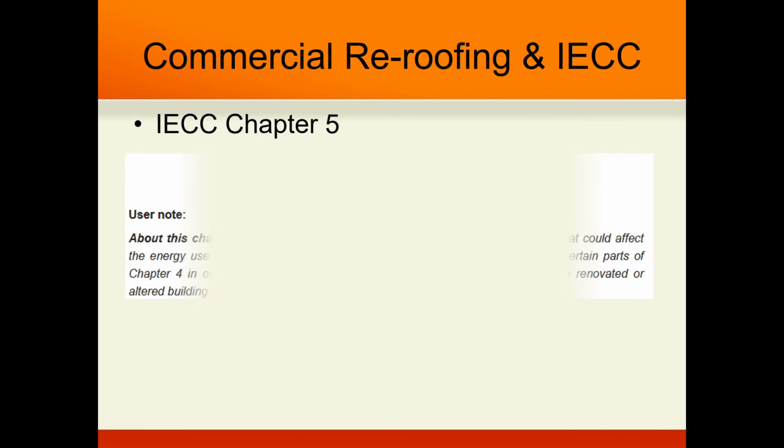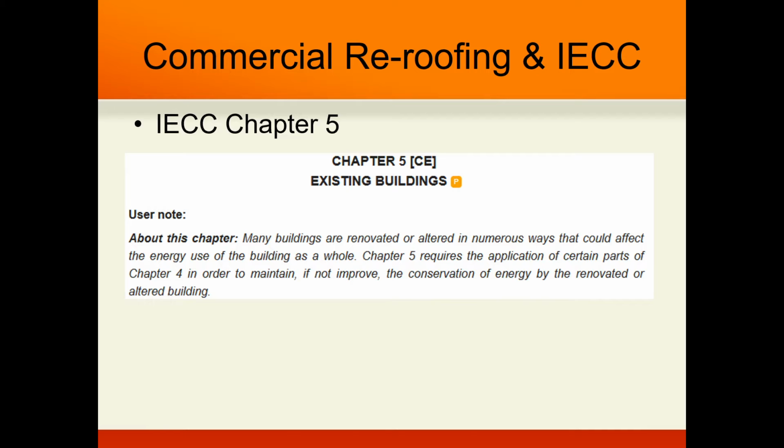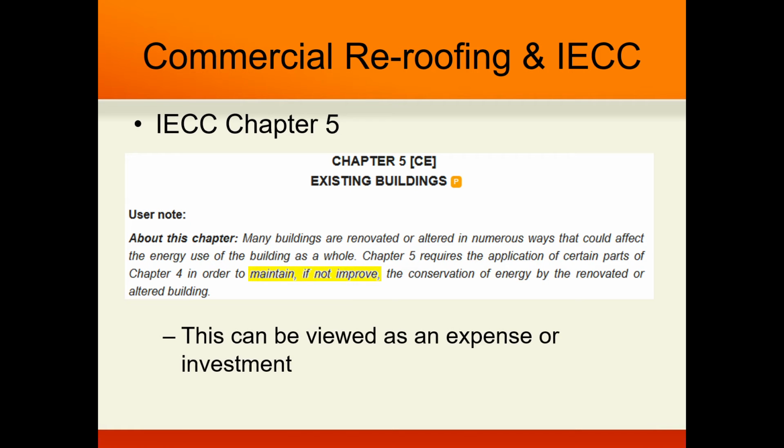So let's jump into the code right now. Chapter 5 of the IECC. One of the things that this says, and again, you can see this is the existing buildings. By the way, this particular excerpt comes directly off of the IECC website for this code. And as you can see here, the whole goal of Chapter 5 is to maintain, if not improve, the conservation of energy by a renovated or altered building. So this can be viewed as the expense or investment like we talked about. The question is, what will be your choice? How do you see it? How do you approach it?